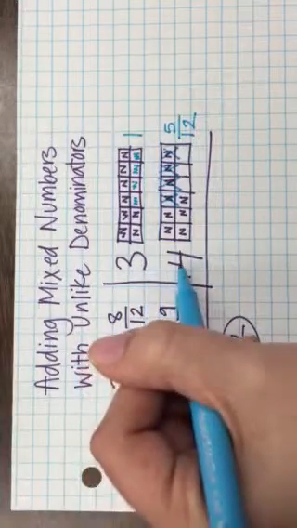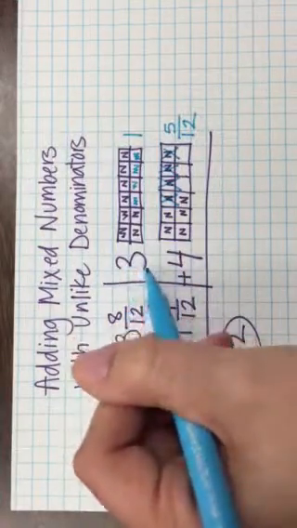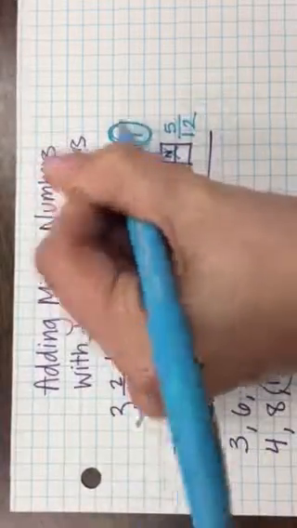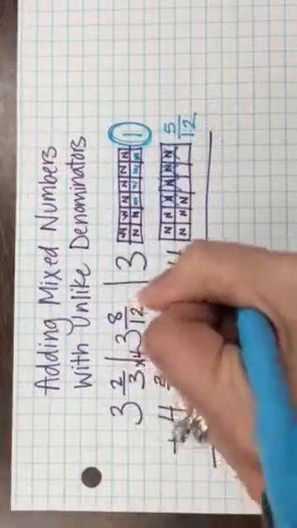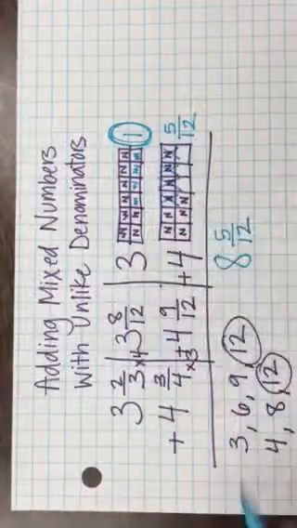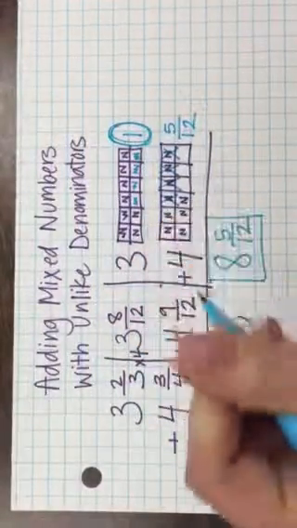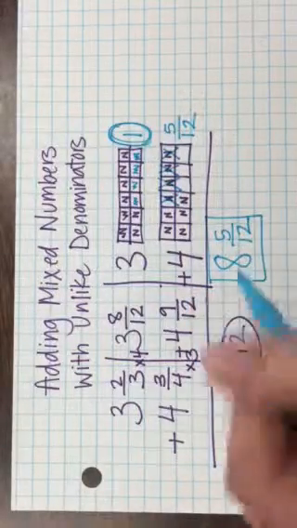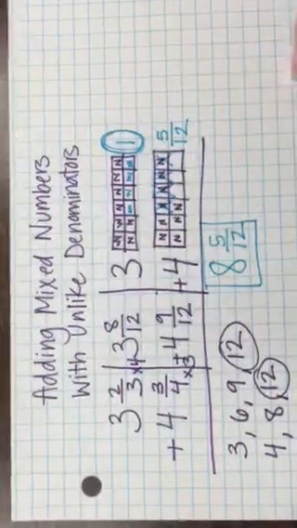What I'm going to do now is add up all my whole numbers: 4, 5, 6, 7. Don't forget about this one over here, because now you've just made a whole: 8. And your fraction, 5/12. You cannot reduce or simplify 5/12 to anything smaller, so your final answer is 8 5/12.